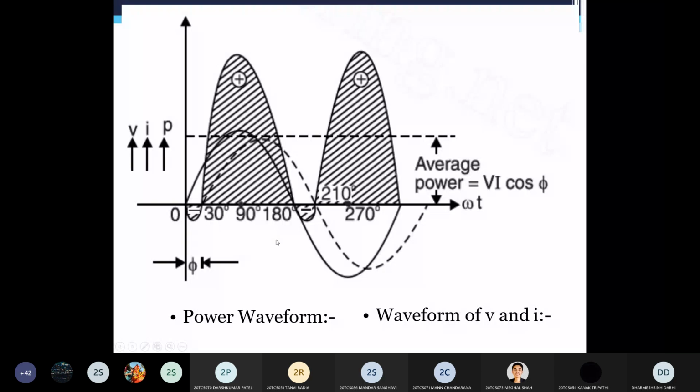Now how to draw the waveform of power from these two quantities, voltage and current? We know the power is the multiplication of voltage and current. So the same logic you can use to draw the waveform of power also.